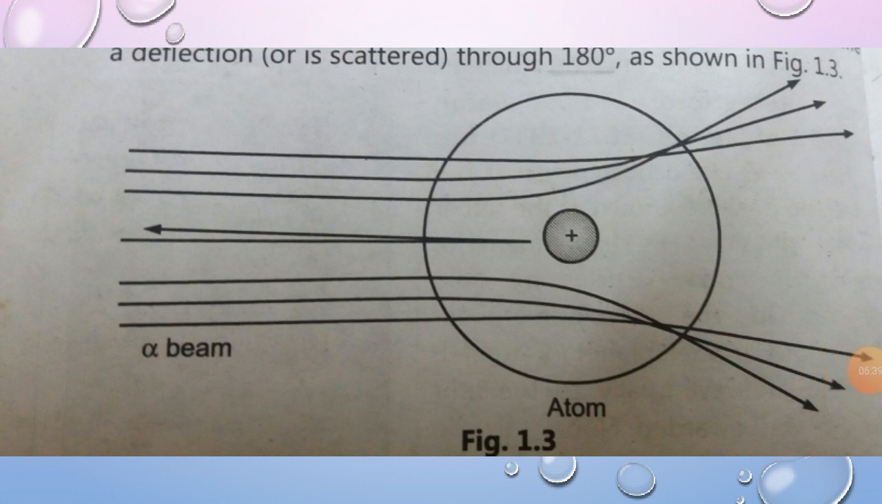In this experiment, Rutherford concluded that the entire positive charge and mass of the atom is concentrated in a small central core called the nucleus, and the diameter of the nucleus was found to be about 10^-15 meter, and the nucleus is surrounded by a cloud of electrons whose total negative charge is equal to the total positive charge, so that the atom is electrically neutral.